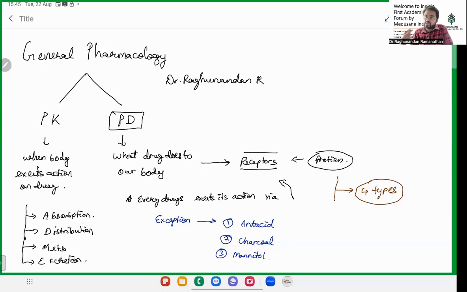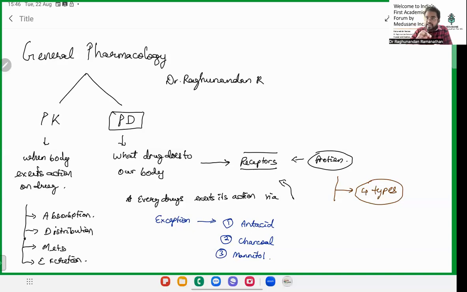Then distribution. Once a drug is absorbed, it must be distributed across all the areas of the body and the areas where the drug is desired to act. That is called distribution. Then we move on towards metabolism. The drug has been absorbed, the essentials of the drug have been taken, isn't it? It has to be processed. That is what metabolism is. And finally, excretion: the unwanted, the excess drugs have to be excreted out. That is called excretion. So these are the 4 important mechanisms by which your body exerts some action on the drug.